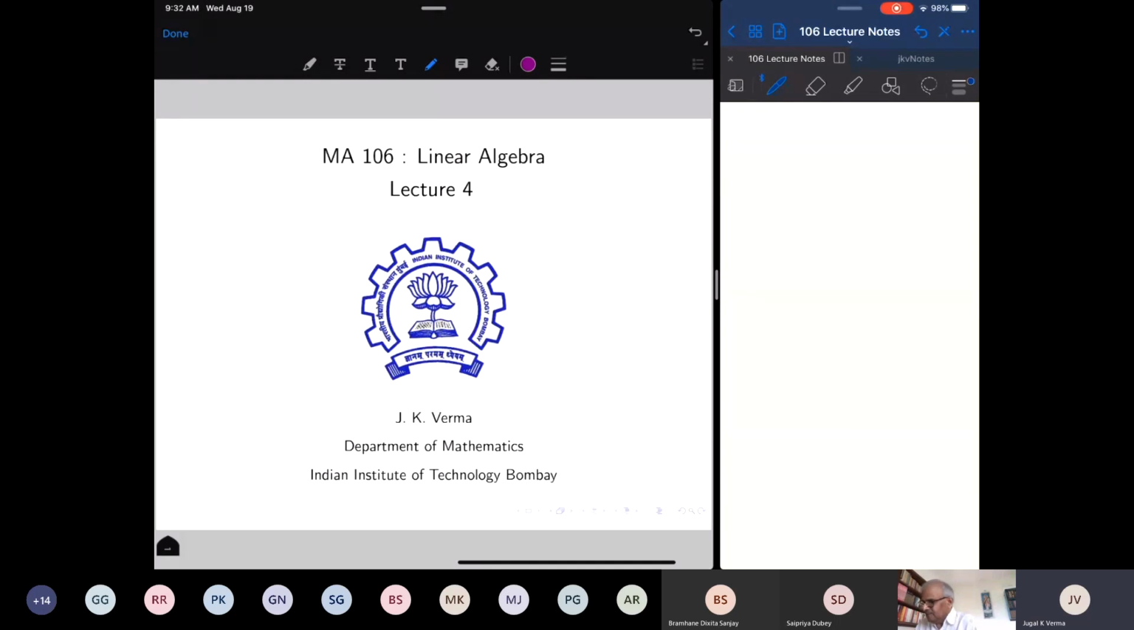Okay. We also proved an equational criterion for invertible matrices. We showed that a square matrix A is invertible if and only if, when you look at the homogeneous system of linear equations AX equal to 0, this has only the zero solution if and only if A is invertible.